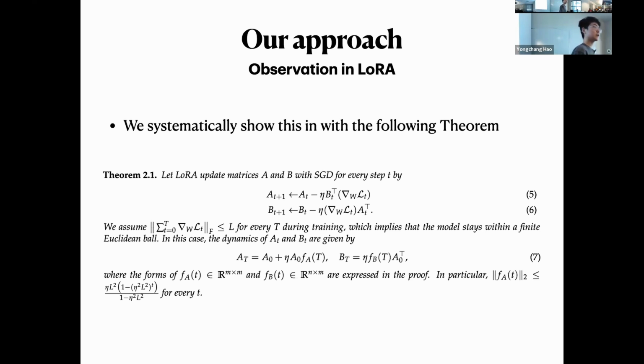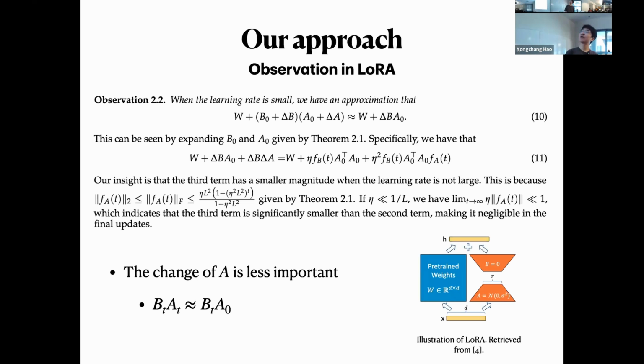And how do we use this theorem to show the intuition? We use it by inspecting the final update form of LoRA. So if you update A and B, you have a delta B for B, you have a delta A for A, and finally, you will get something like delta B A, delta B delta A, and also B A and B delta A. But since B is initialized as 0, we just ignore the term. Now we only have 3 terms, W, delta B A, and delta B delta A.